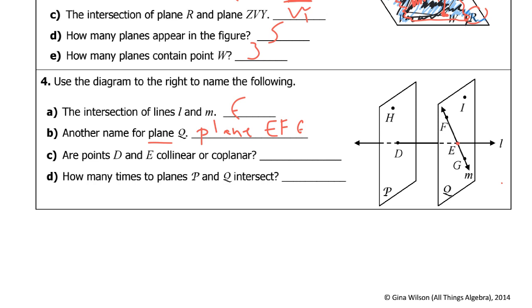All right, part C says are points D and E collinear or coplanar? Well, to be coplanar, you need at least 3 points. Okay, so that leaves us with collinear, which means they have to be on the same line, which in fact they are. And lastly, part D, how many times do planes P and Q intersect? So notice how they do not intersect. They seem to be parallel. Now we can't verify that for sure, but in this specific example, in this picture, they are not intersecting, so we're going to say 0.